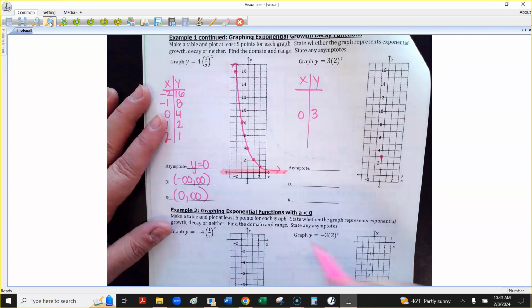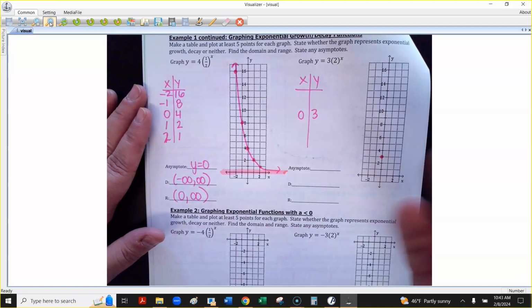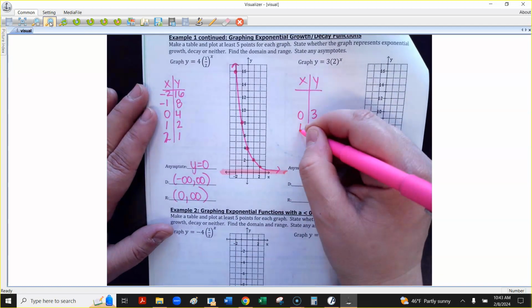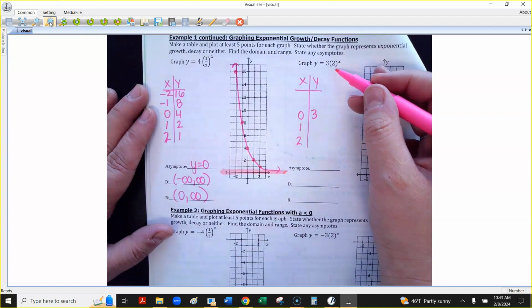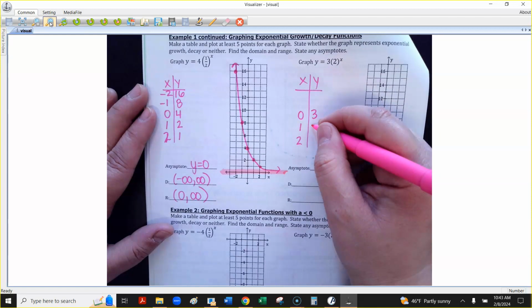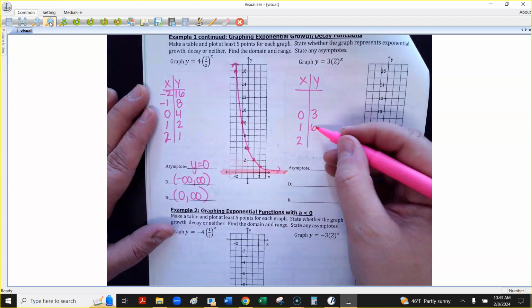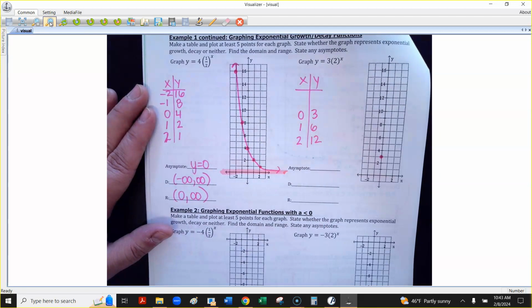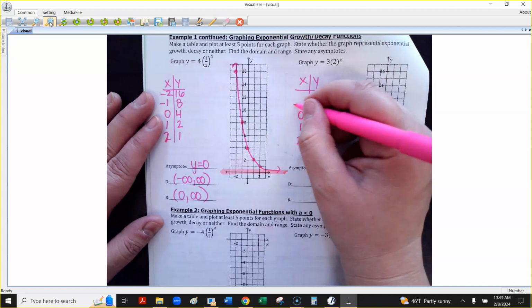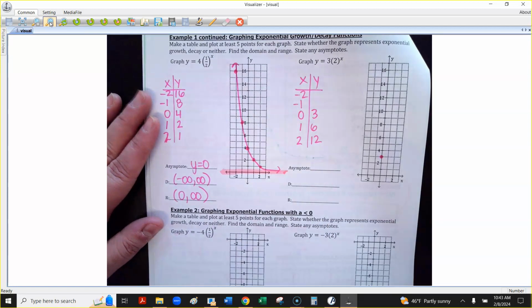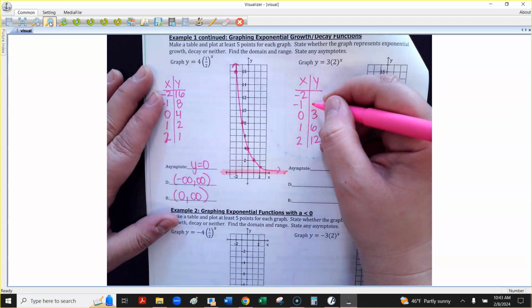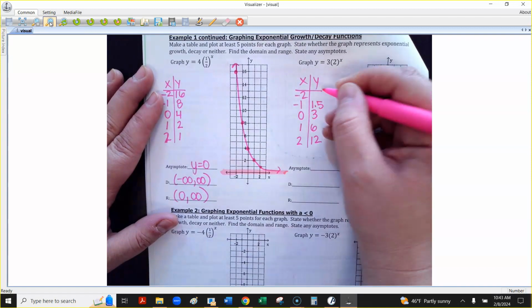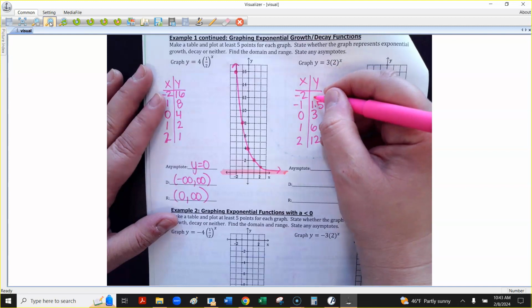Now, if I go to the right, if I start increasing these values, what you're doing every time is doubling it. So 3 doubled would be 6. If I double 6, that would be 12. Now, if you go backwards to get some negative coordinates, to get a better feel for the graph, you would divide by 2 going the other way. So if you have negative 1, it would be 1.5. If I cut that in half, that would be 0.75.